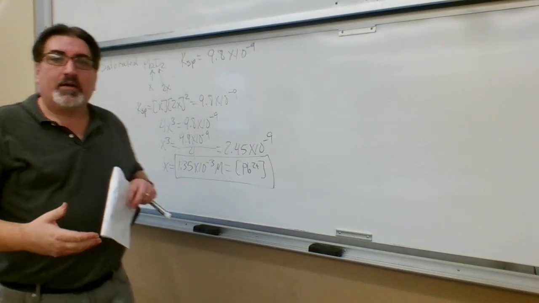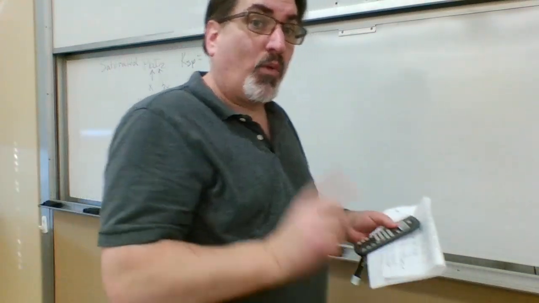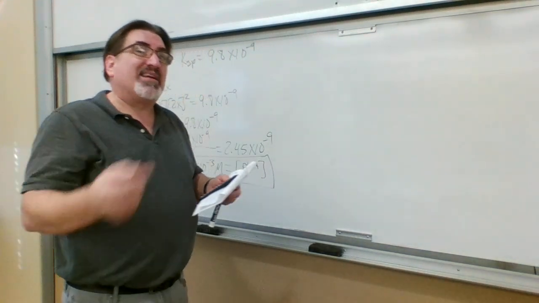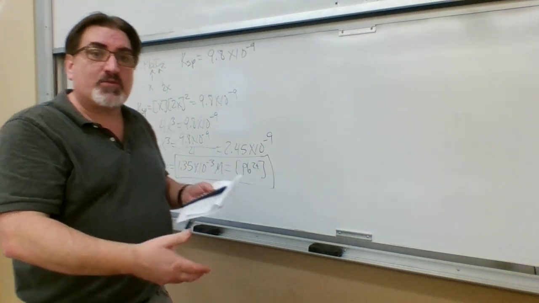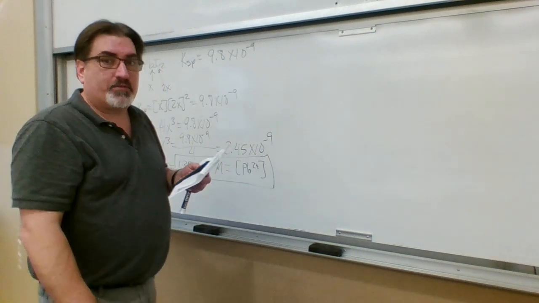Anytime you dissolve a slightly soluble salt in a solution that already has some of one of those ions present, it will decrease the molar solubility of the substance as well as the concentration of the ion that you're adding to the solution fresh. Okay?